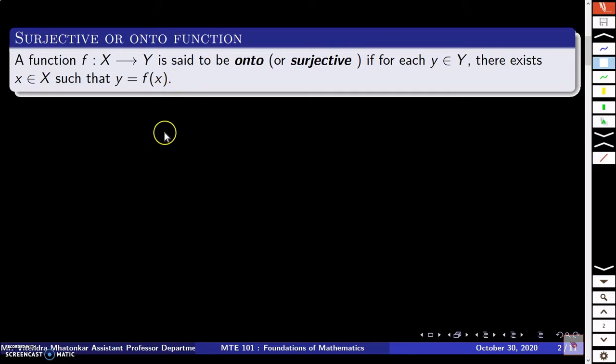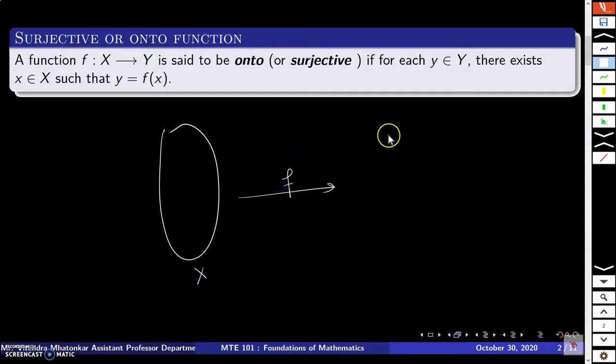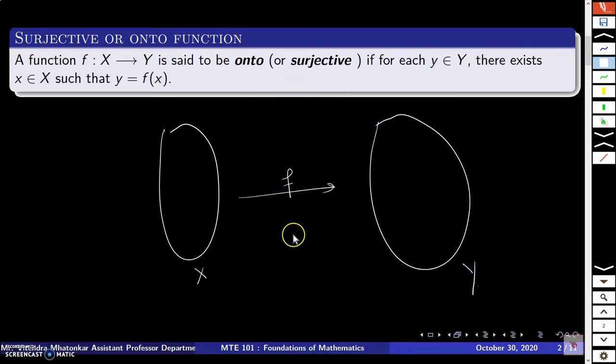So let me draw the function. Supposing this is my domain X and this is my function from X to the set Y, and this is the codomain. So this function f will be called onto if no matter which point in Y you pick up, small y let's say, corresponding to this, you should be able to find one point here such that this is mapped to this point. And this should happen for all the points in the set Y.